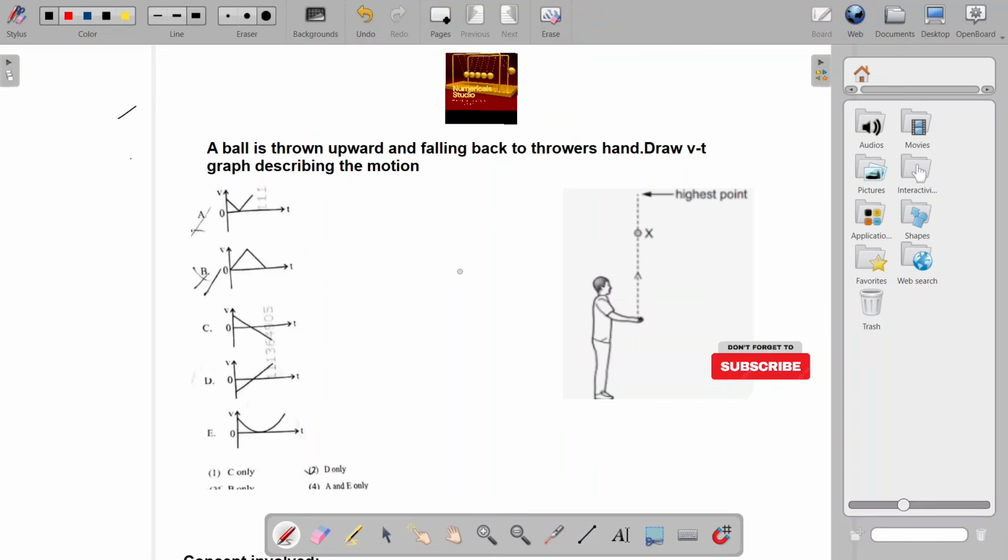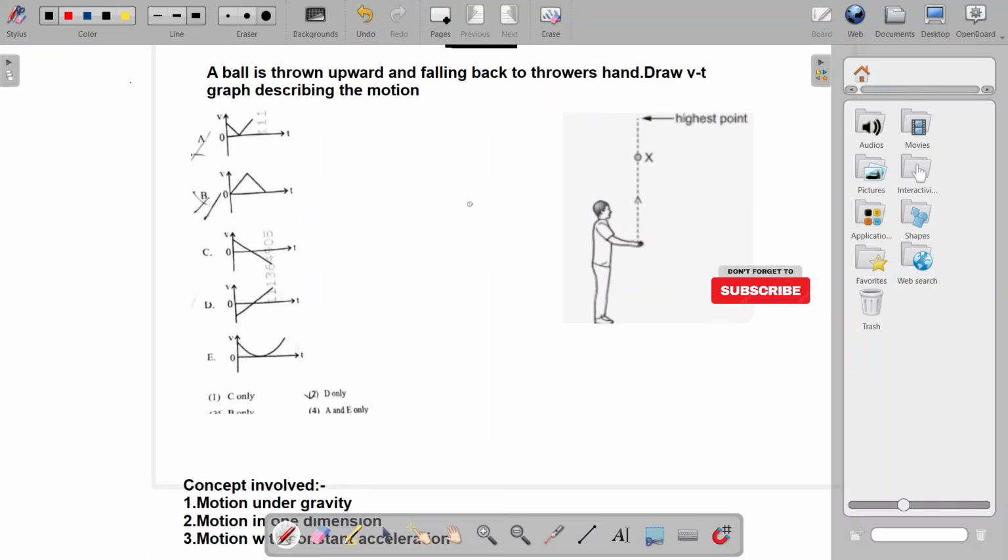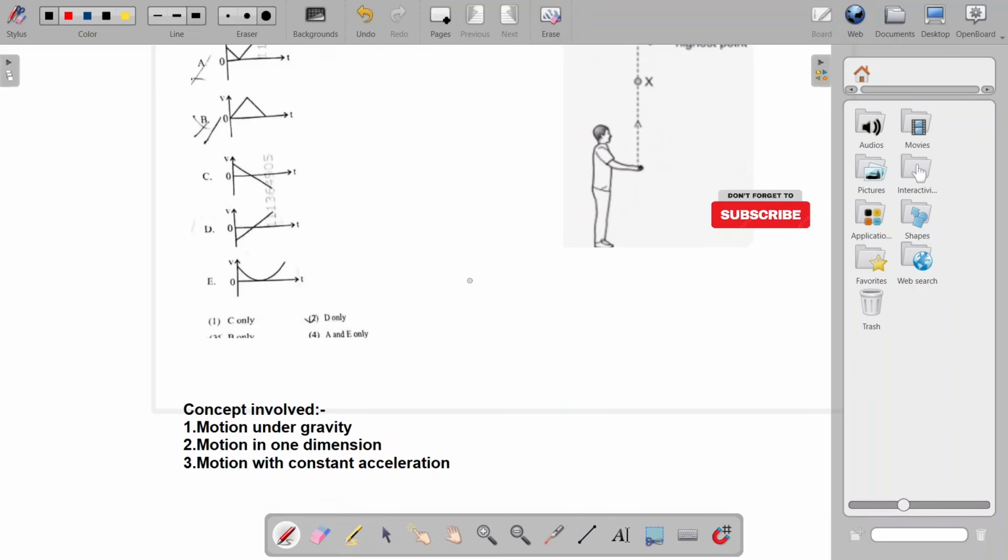Before actually jumping into the problem, let us try to understand what underlying concepts we need to understand before solving it. The concept involved is that this is motion under gravity. What do we mean by motion under gravity? Whenever you throw something and it comes back to you, there is some force pulling the object back to the ground, and that force is nothing but gravity.